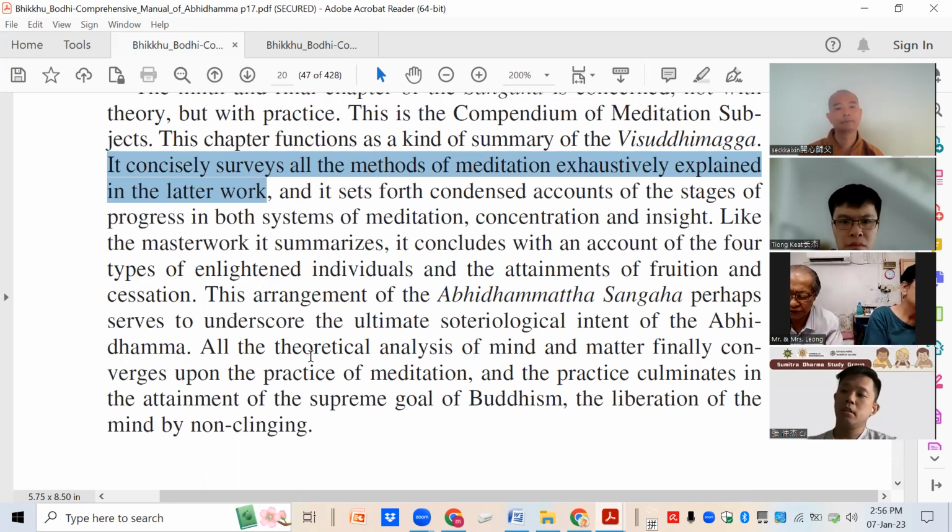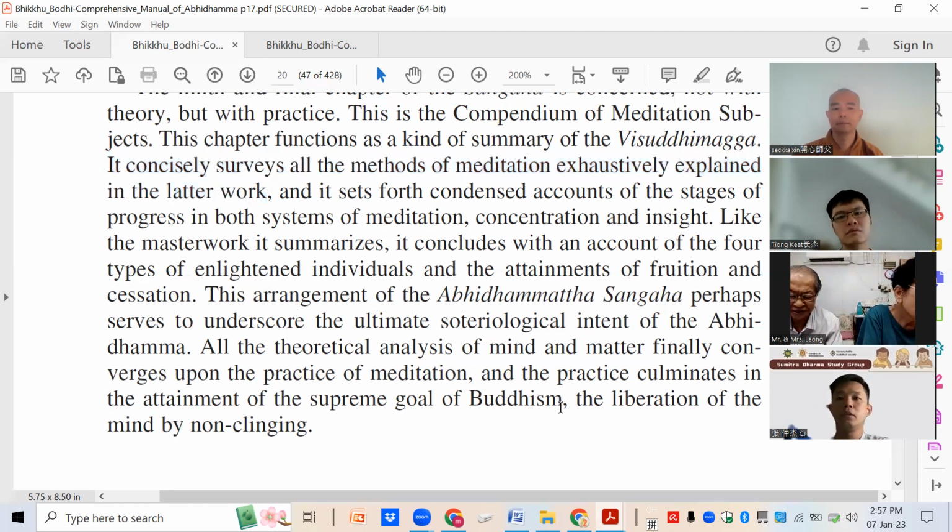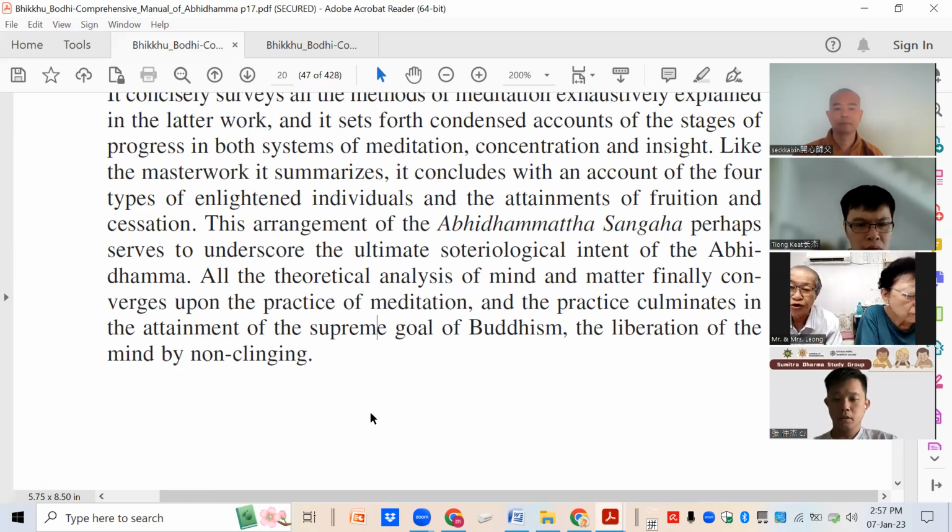This arrangement of the Abhidhammattha Sangaha perhaps serves to underscore the ultimate soteriological intent of the Abhidhamma. All the theoretical analysis of mind and matter finally converges upon the practice of meditation, and the practice culminates in the attainment of the supreme goal of Buddhism, the liberation of the mind by non-clinging.